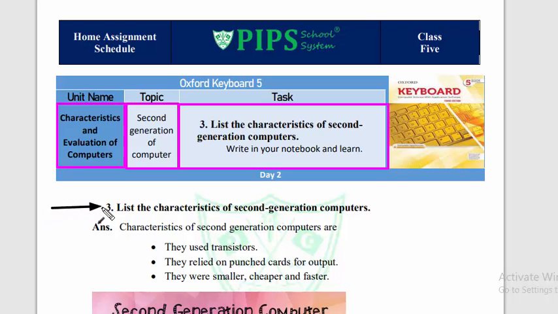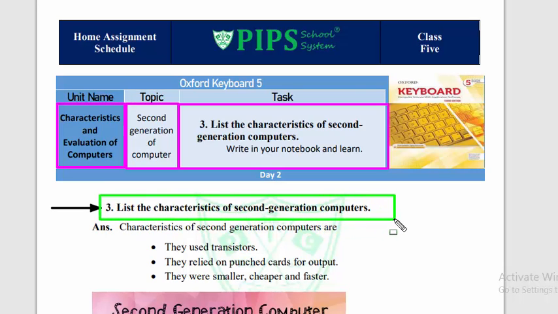So here is the question. List the characteristics of second generation computers. कंप्यूटर्स की सेकेंड जनरेशन की खसूसियात बयान करें.